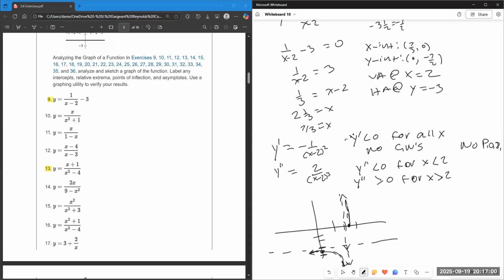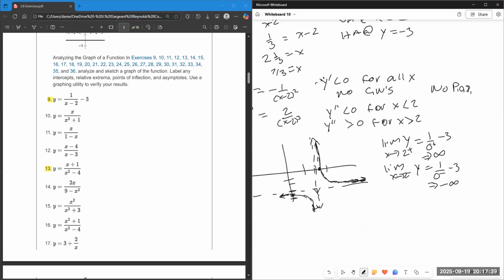This is going to be up here, and I can prove that with limits if I would like. The limit of y as x approaches 2 from the right is going to be 1 over 0 from the right minus 3. That's going to approach positive infinity. Limit as x approaches 2 from the left of y is 1 over 0 from the left minus 3. That's going to negative infinity.